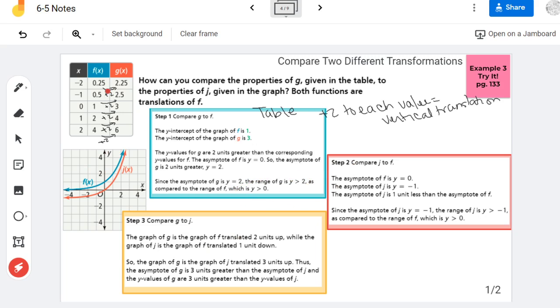So that was the point in looking at the table. So now step 2, now we're comparing the graphs. Okay, and they want us to look at the asymptotes of these graphs as well. So you could see the asymptote of f at y equals 0, and you could see the asymptote of j at y equals -1. So what's happened here is there has been a translation down. So the table, it translated up. This one translates down.